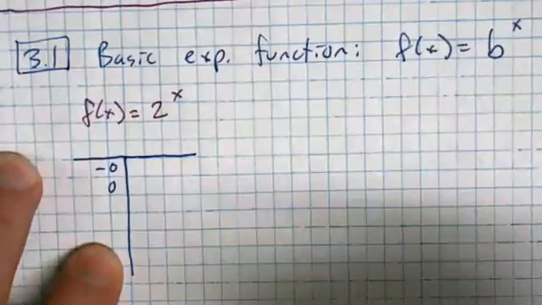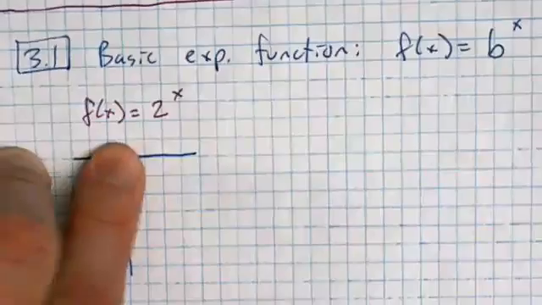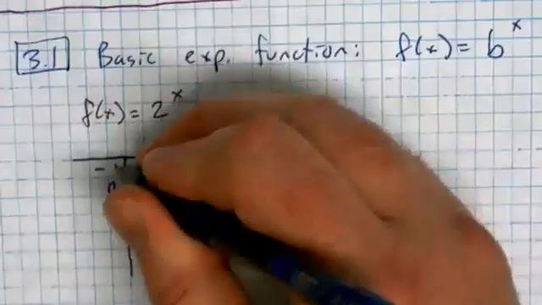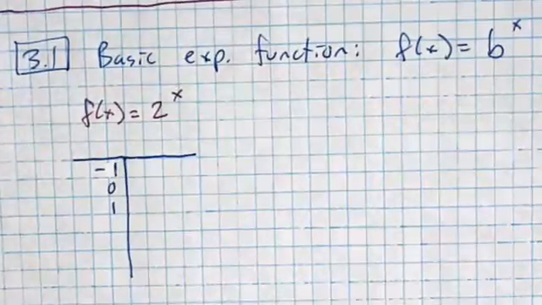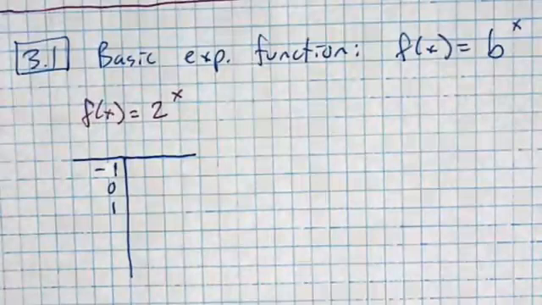-0. What am I thinking? What I meant was -1. -1, 0, 1. Those are the 3 most important points. I'm going to ask that when we graph exponential functions, we graph at least those 3. I'm going to do a couple extras for this first example.